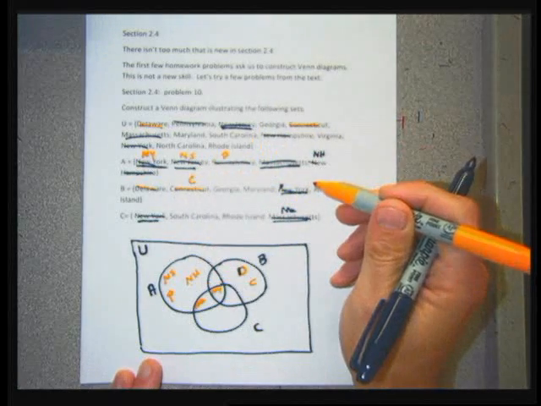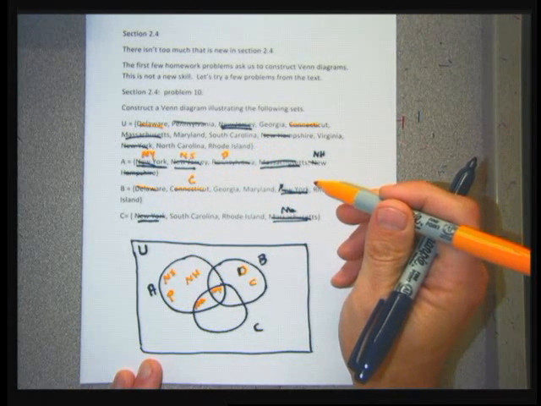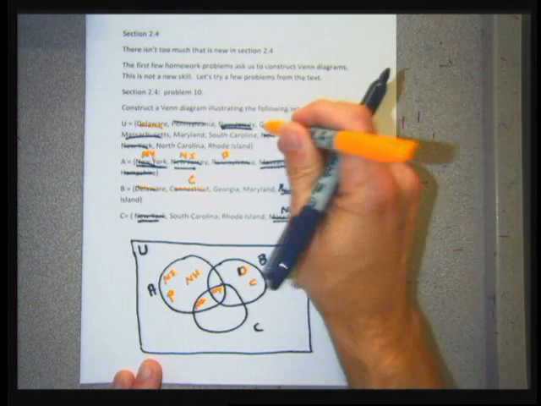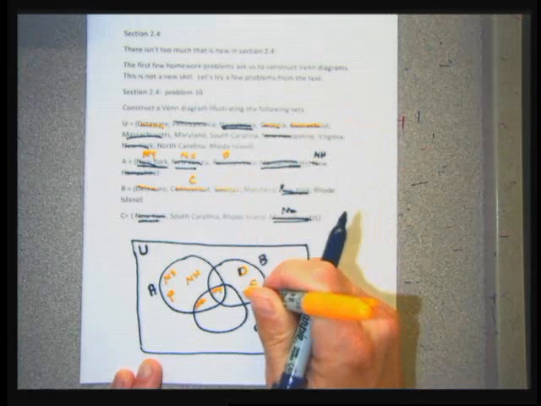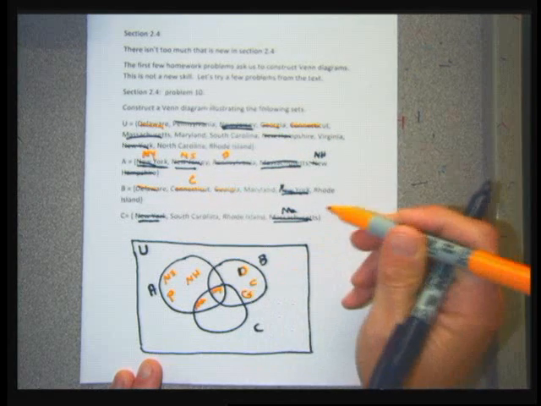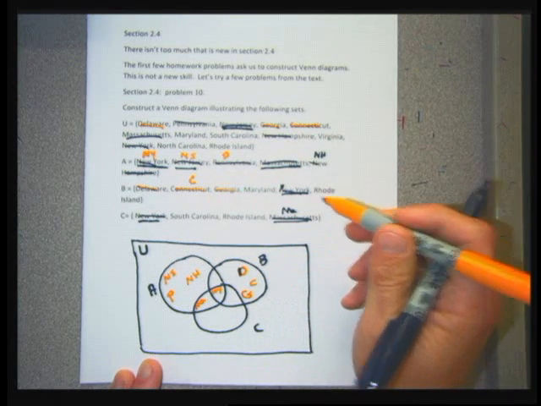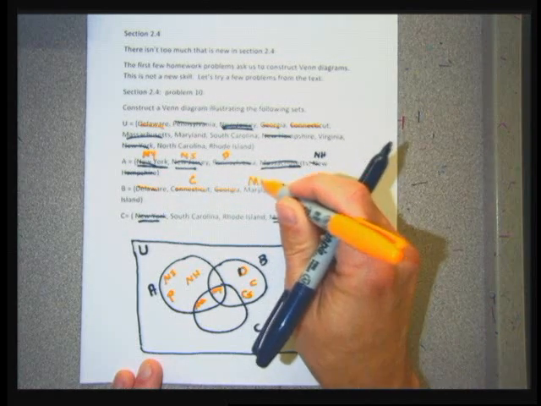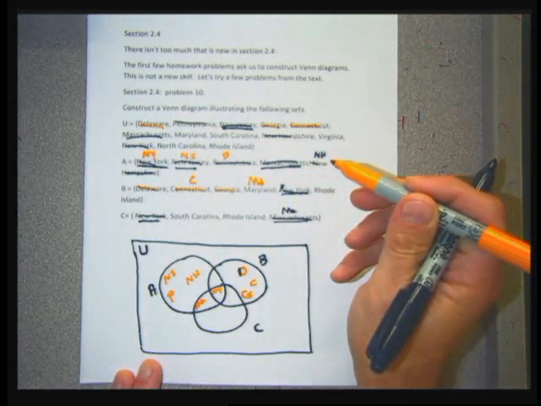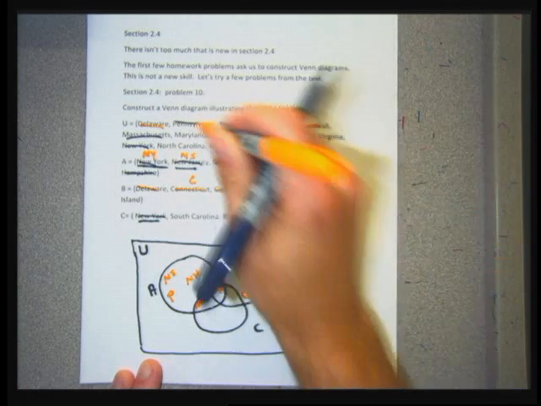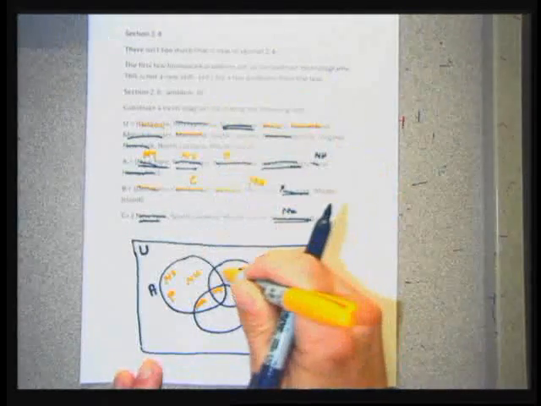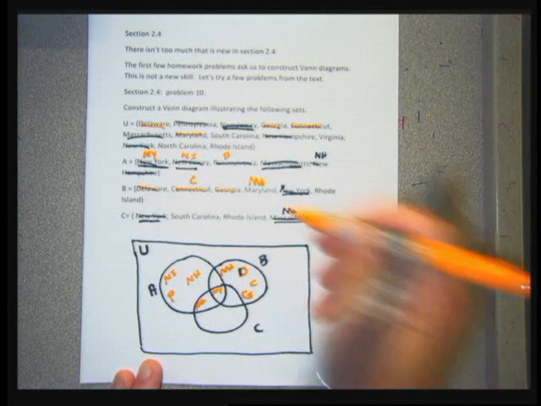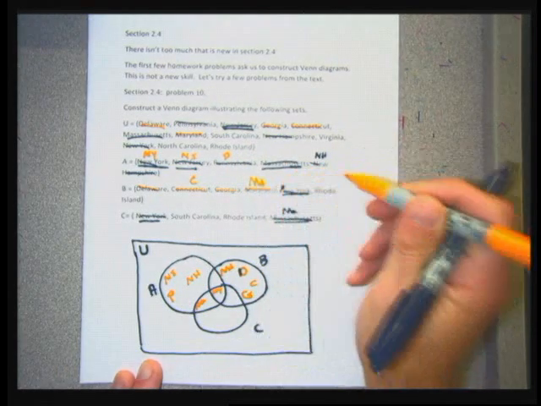Georgia, just like Delaware and Connecticut, is going to be in the freed up section of the B set, where it doesn't overlap other circles. Maryland, which I'm going to write as MD, if that's the right abbreviation, is also going to go in that freed up region because Maryland is in the universe and it's not in A nor in C. So I'll put Maryland in the freed up portion of the B set.